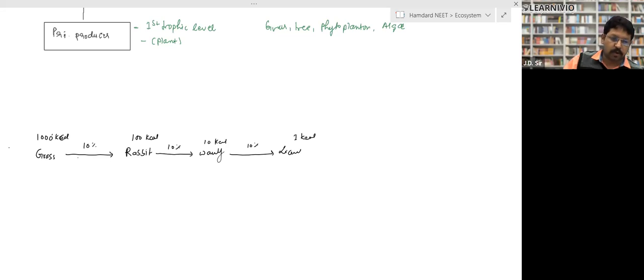But this law is applicable for only this example. It is not applicable for every example. Did you get that, the 10% law? If someone asks whether the 10% law is universally applicable, you have to say no. The 10% law has its limitation. It is applicable only for limited examples, only for the grassland. It is not applicable everywhere. This is the 10% law. Clear?